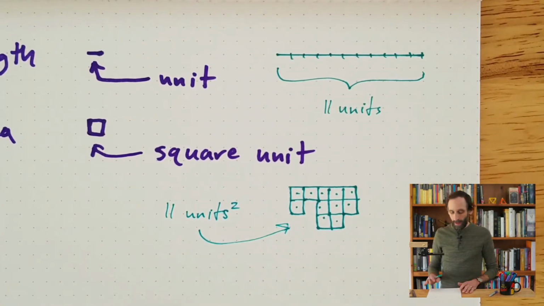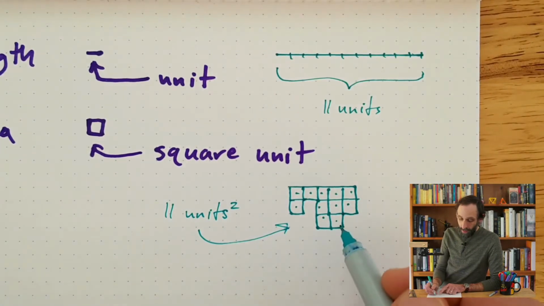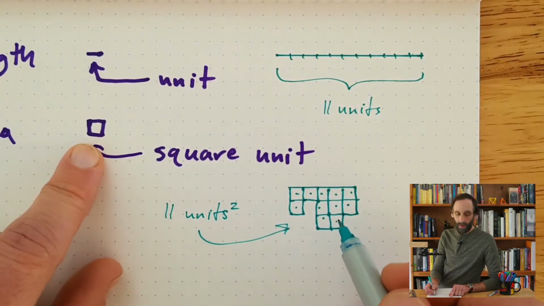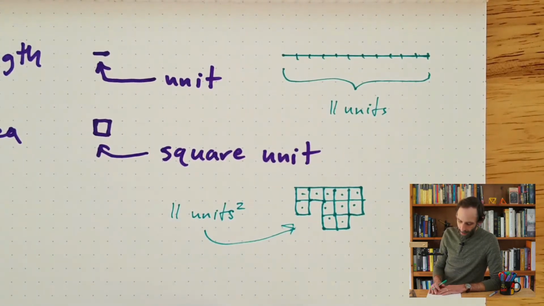Now, of course, I'm just giving examples with whole numbers. You can have fractions of square units. You can have fractions of units. But we're not going to talk about that at this point. Now, how can we use these square units to come up with formulas, ways of determining the areas of some other shapes?